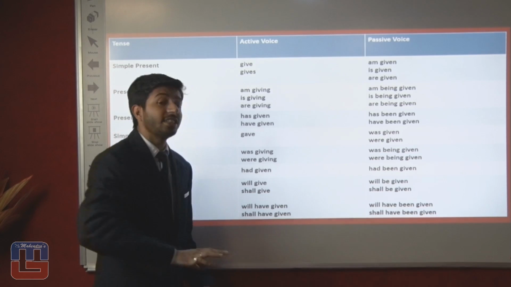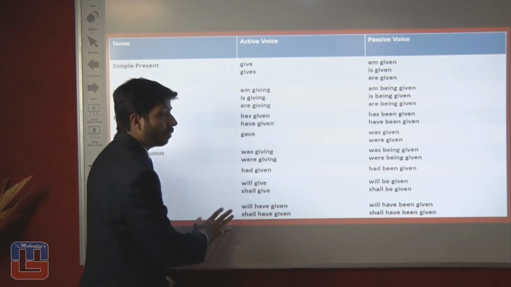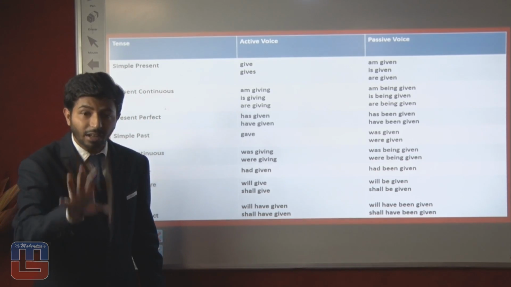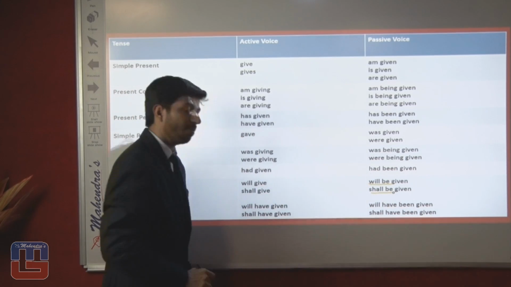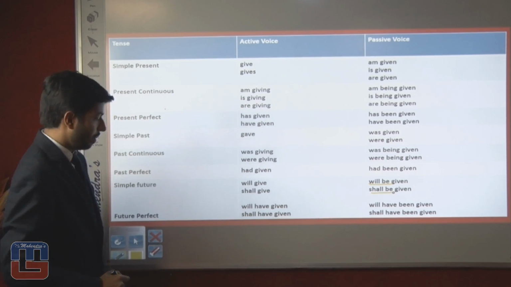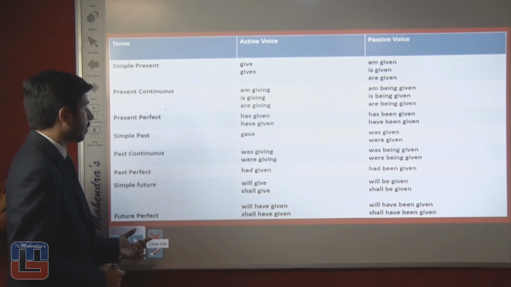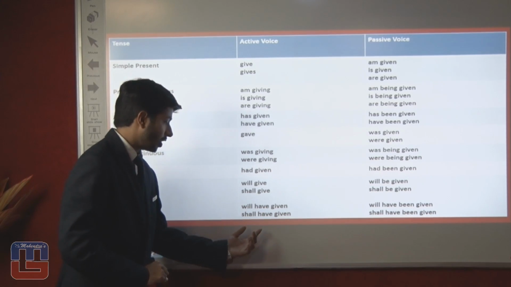And what should we change in the helping verb? Because we already used will and shall in the active voice, just to make a difference it is necessary that we write will be or shall be. That's the reason behind this: we are using passive voice with the help of will be and shall be. Next is future perfect. The structure of future perfect is will have and shall have.